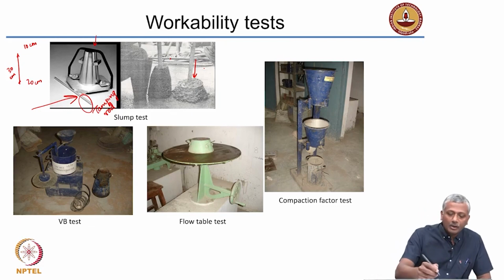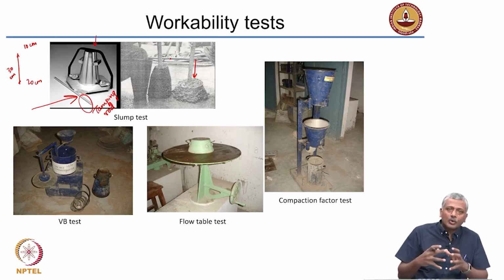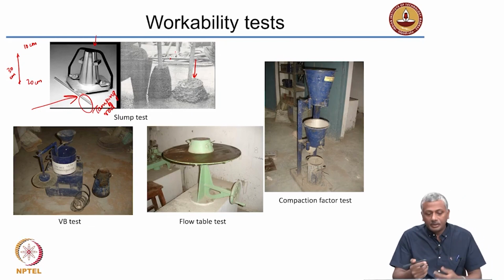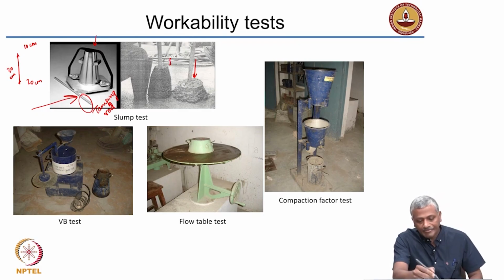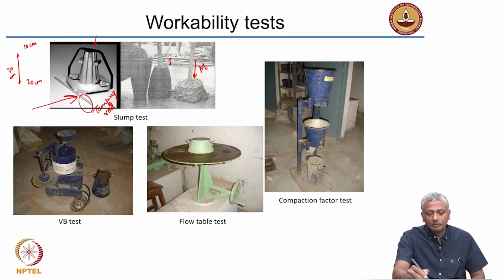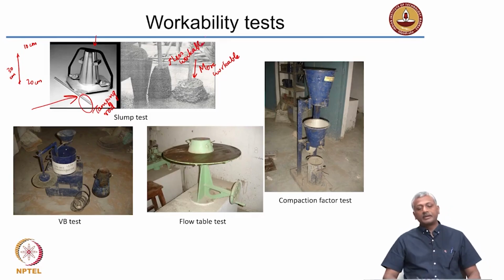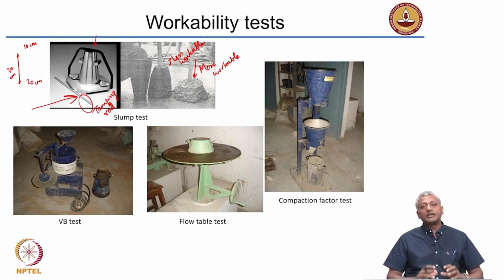A concrete mix that is a lot more cohesive and less flowable will slump less. This is more workable, this is less workable, right. So, you have a workability test like the slump test which defines the workability or consistency of the concrete mixture.